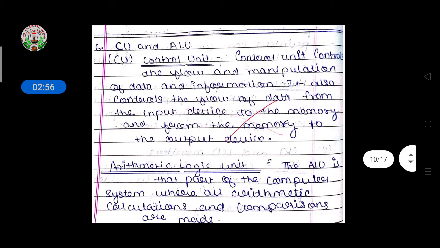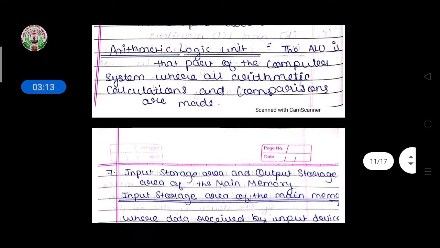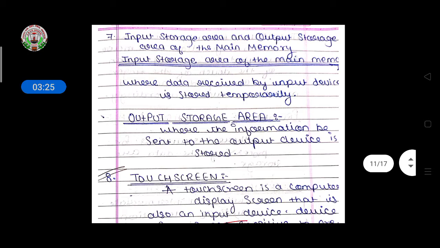Then CU and ALU. What is CU? Control unit. Control unit controls the flow and manipulation of data and information. It also controls the flow of data from the input device to the memory and from the memory to the output device. Then what is the arithmetic logic unit? The ALU is the part of the computer system where all the arithmetic calculations and comparisons are made. Then input storage area and output storage area. Input storage area is where the data received by the input device is stored temporarily, and output storage area is where data sent to the output device is stored.